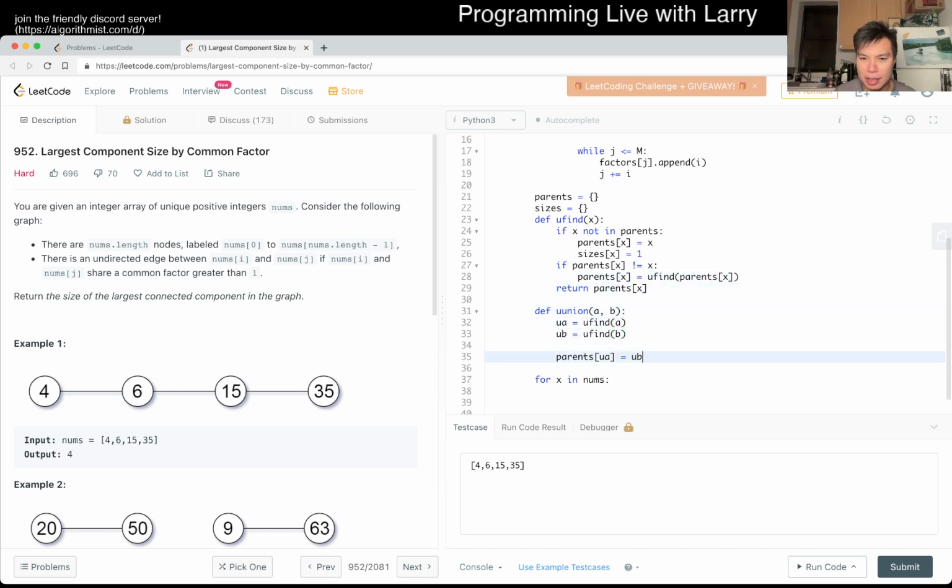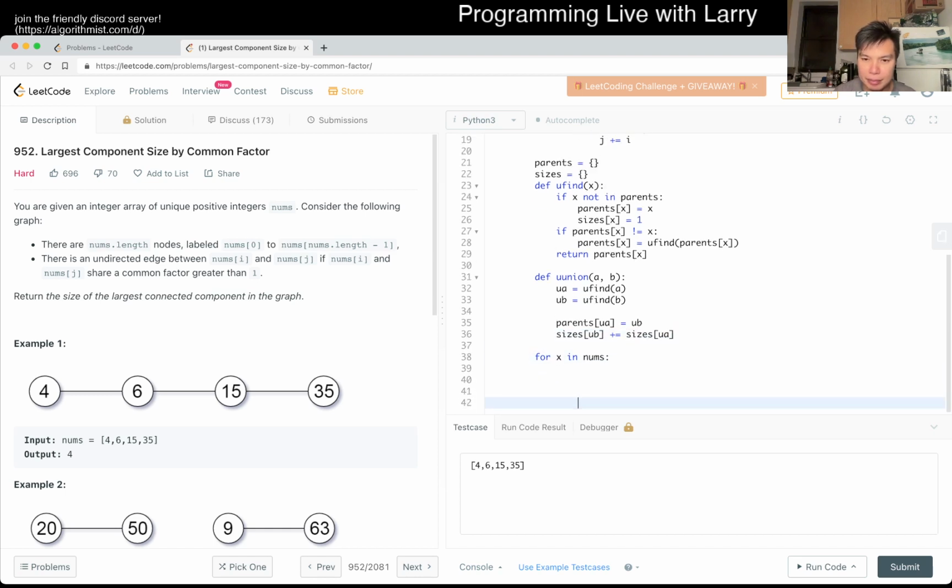Okay. And you only have to care about it in the right. And then here, so this will save us a little in the future. Yeah, just because we need to know the size later. So okay, so now we connect them.